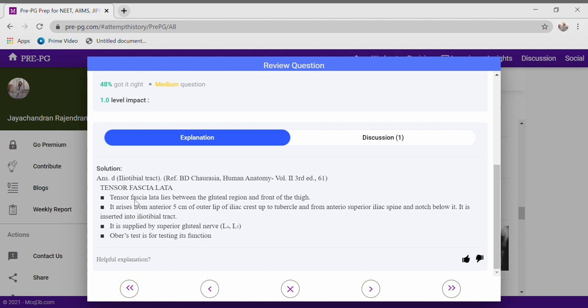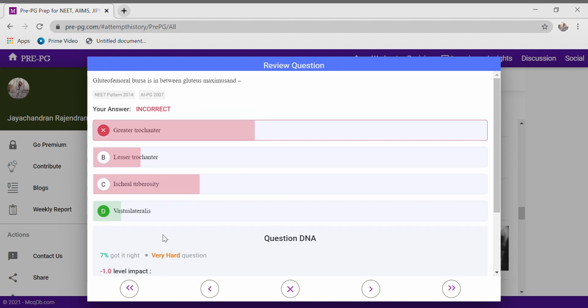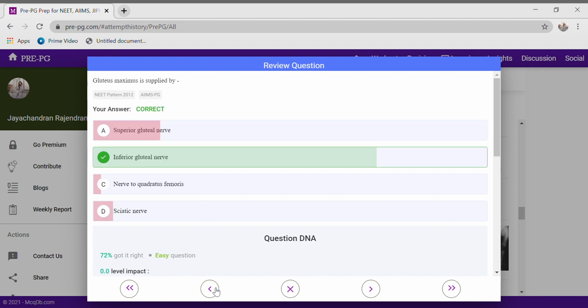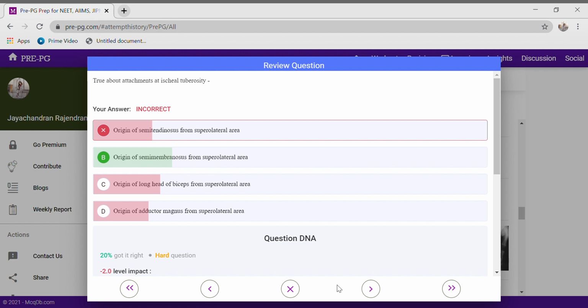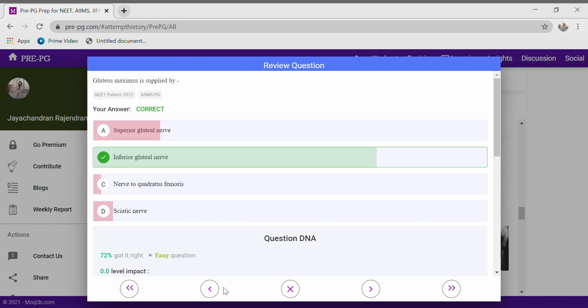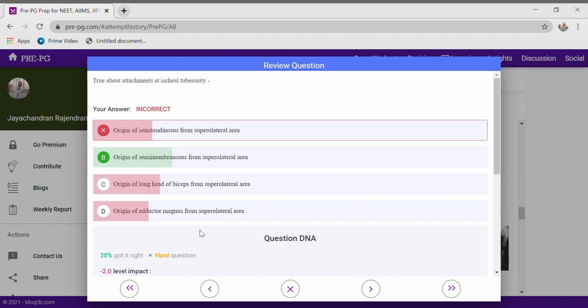Tensor fascia lata is tested by Ober's test. Then the gluteofemoral bursa is between the gluteus maximus and the vastus lateralis of the femur. So it is true regarding the attachment. This is the attachment of semimembranosus. You should know it very well, then only you can attend this question.